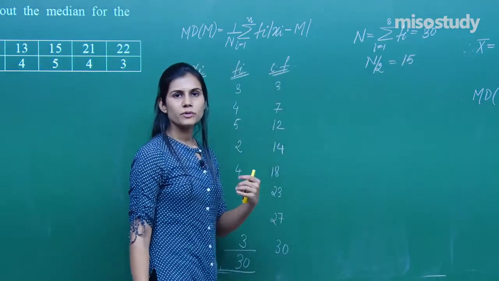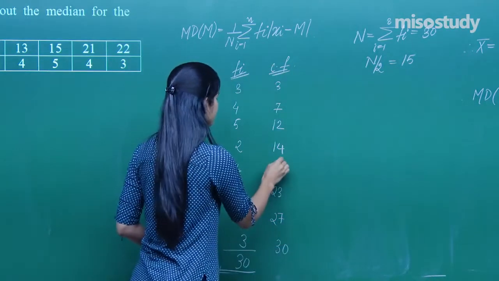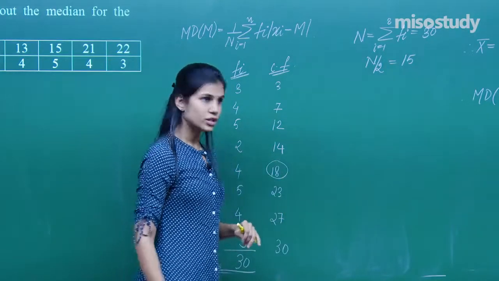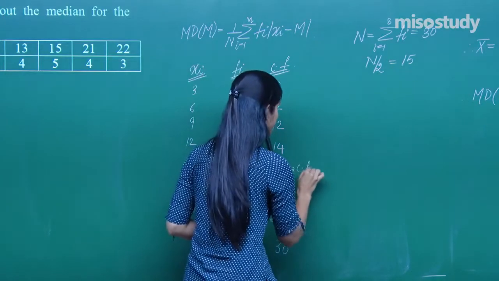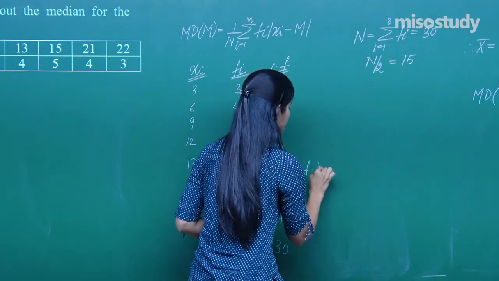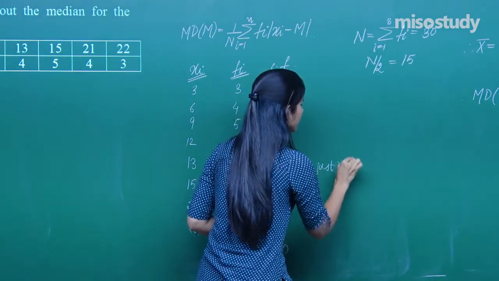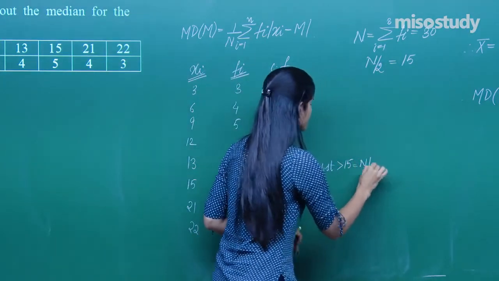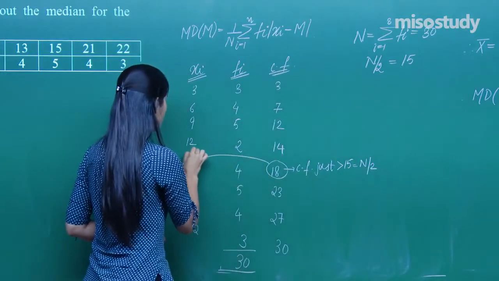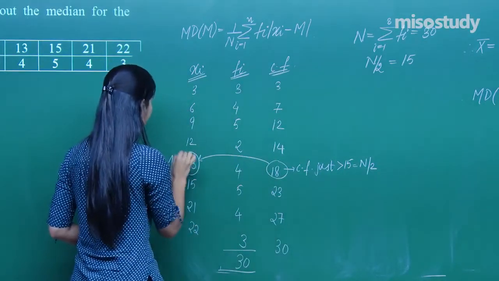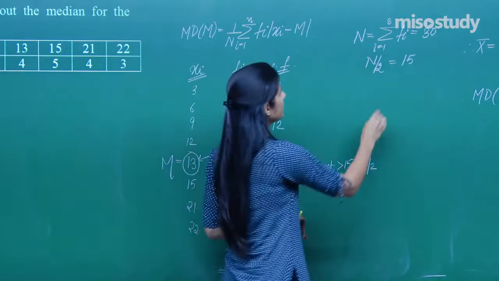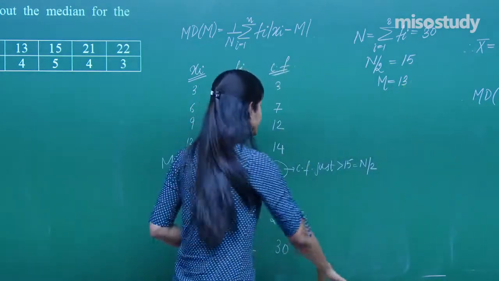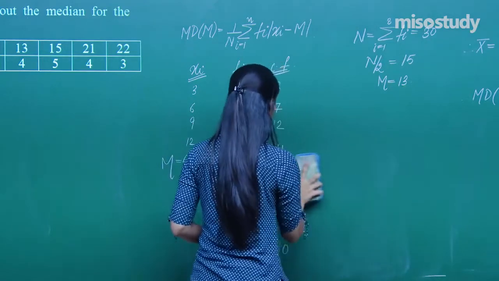Search for the cumulative frequency just greater than 15. It is just greater than 15 is 18. Just greater than 15. Cumulative frequency just greater than 15, that is N by 2. And the corresponding value of xi happens to be my median. So here median is declared to be 13.